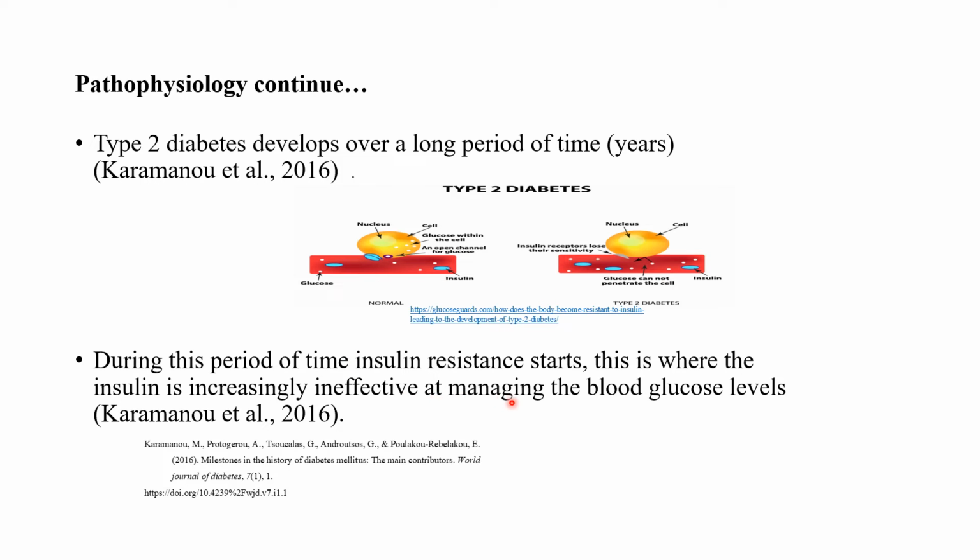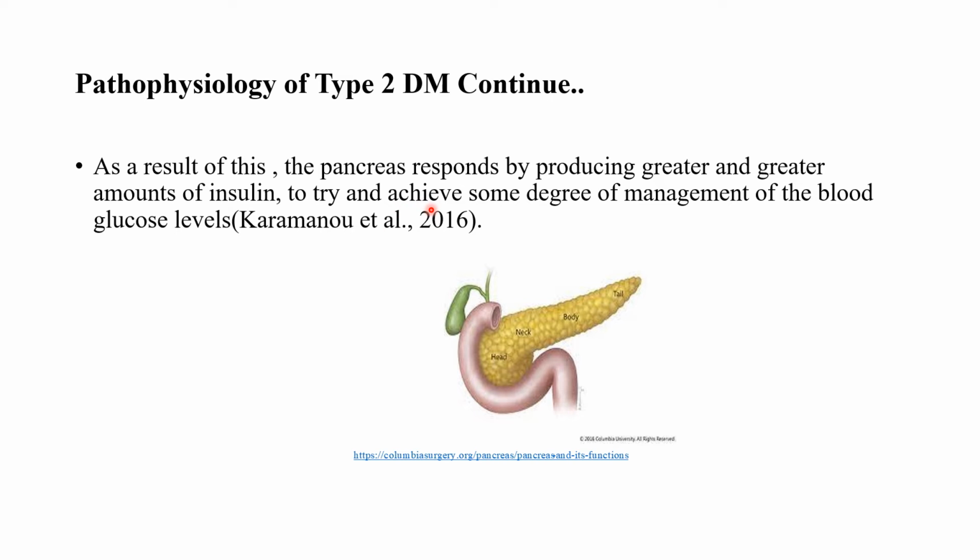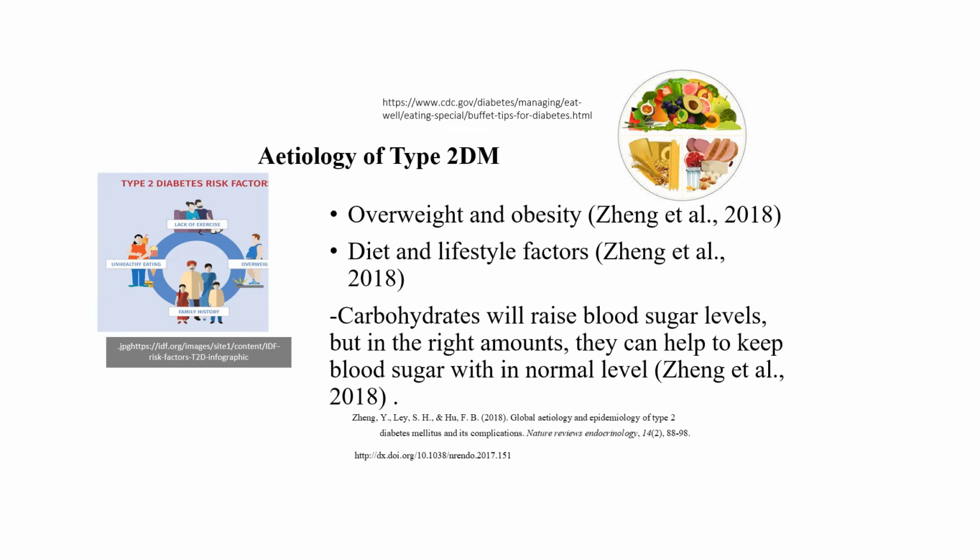During this period of time, the insulin resistance starts. This is where the insulin is increasingly ineffective at managing the blood glucose levels. As a result of the insulin resistance, the pancreas produces more and more insulin, and eventually the beta cells of the pancreas get destroyed. Now we look into the etiology of type 2 diabetes.